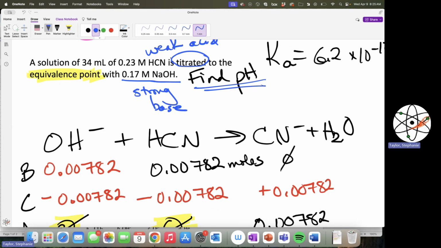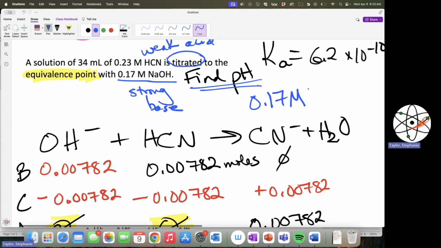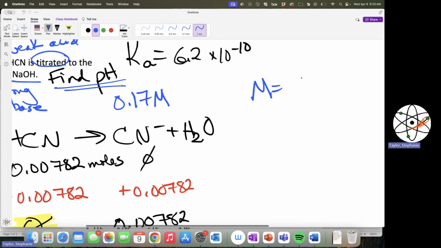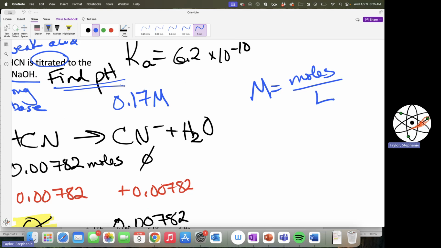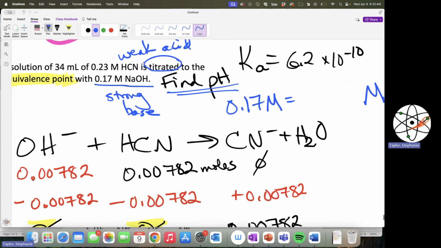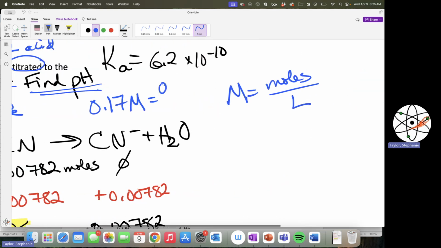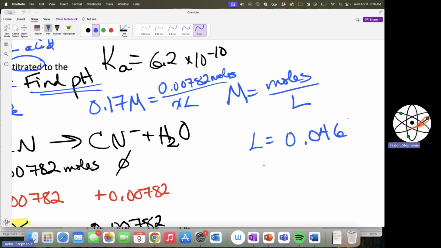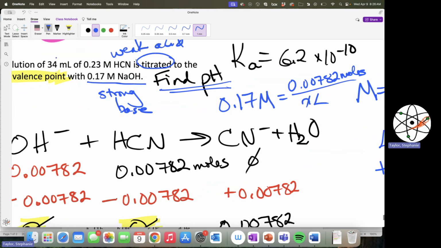So what I'm going to go ahead and do is I know that my 0.17 molar, I'm going to use the definition of molarity. I'm going to use that molarity is equal to moles divided by liters. So my sodium hydroxide molarity is 0.17, and I already found the moles. It's that 0.00782 moles. And then I'm just going to use the equation essentially to solve for liters. So that way when I solve for my liters, I get 0.046. And then I'm going to add to that the liters that I had before, which is my 34.